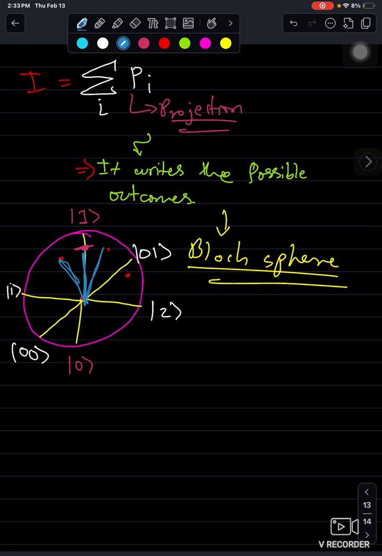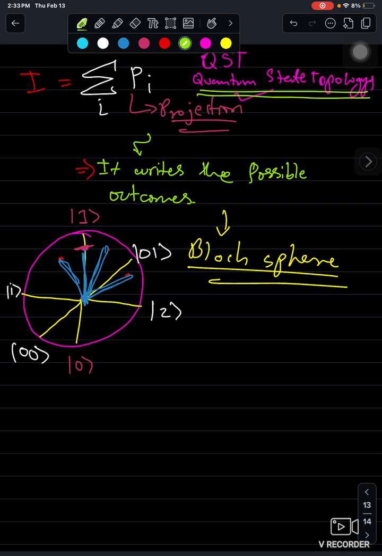These are possible ways to express it, which is shown by the projection operator, and the use of this is mostly in QST. QST is quantum state topology. I have seen the use of the projection operator in quantum state topology. There are many other uses as well, but the application is for quantum state topology.